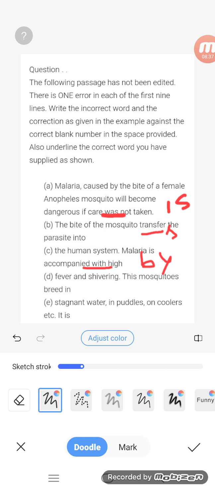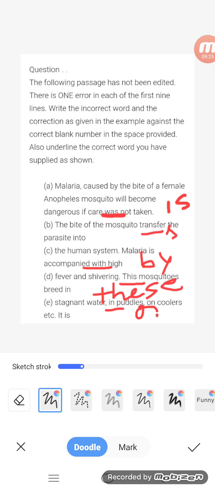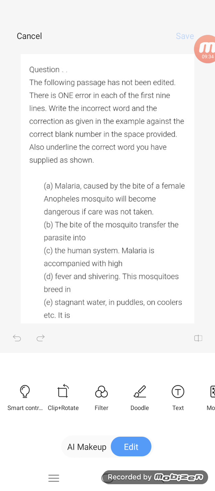These mosquitoes breed in. So here what the wrong is? So here wrong is there. In the D option you can see "these mosquitoes" given, so you have to replace "these" and write "these". Next, stagnant water in puddles, in coolers, etc. So here is wrong also, you can see "in puddles", in place it will be "on puddles". Next go to the another question.